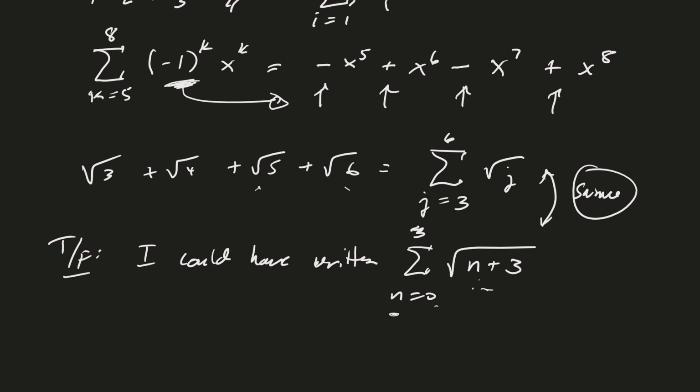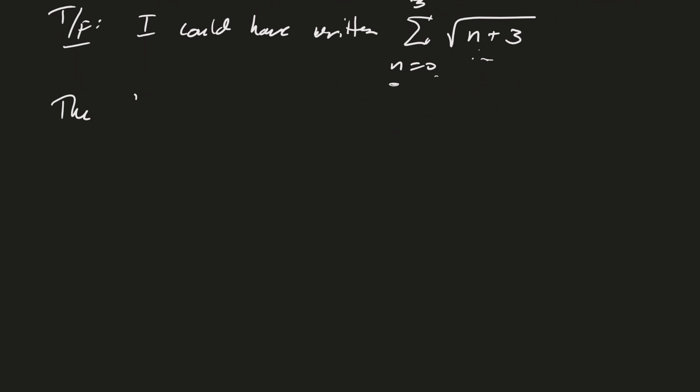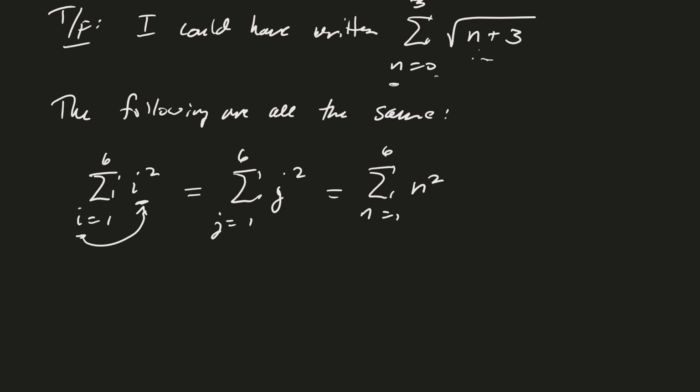Very good. All right. And so one thing then is that the following are all the same. I could write, for example, the sum, if I'm looking at the sum from 1 to 6 of i squared, that would be the same thing as writing the sum j equals 1 to 6 of j squared. That would be the same thing as n equals 1 to 6 of n squared. So notice the main thing is that we're being consistent here, right? These have to be the same. These are the same. These are the same.